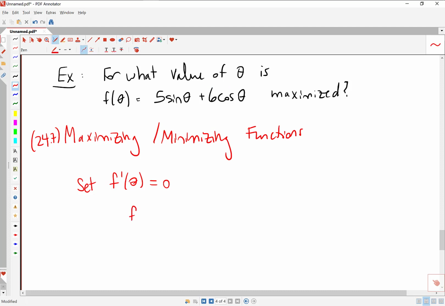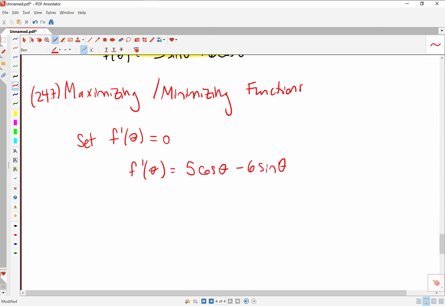We'll start with finding f prime of theta for our function, and I'll just highlight the function so that we can see it clearly. Taking the derivative, we're going to have 5 times cos theta minus 6 times sine theta. Remember, the derivative of cos x is negative sine x, so the derivative of cos theta is negative sine theta. And then we want to set this derivative equal to 0. That's where we find our critical points.